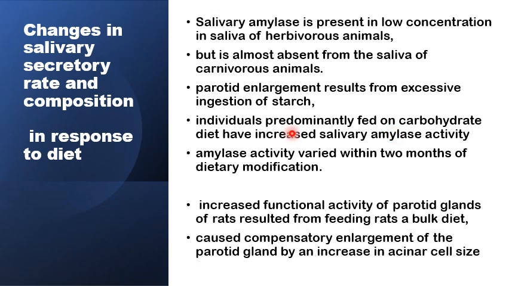This would take maybe 2 months to modify the diet of high starch or carbohydrate content. It may take about 2 months to change the composition of the saliva and the size of the glands in response to the change of the diet. Experimentally, if you feed rats, for example, a diet that is quite rich in carbohydrates and is a bulky diet, they would have parotid gland enlargement and increased activity, again due to the acinar cell increase in size, but this would take a few weeks.